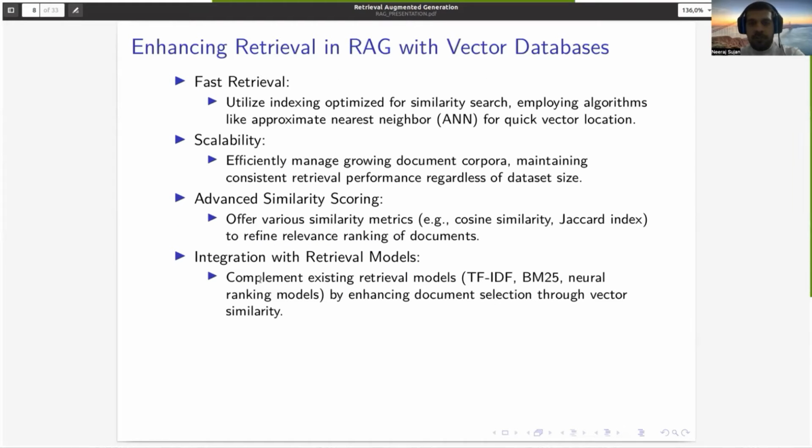So how do we enhance the retrieval with vector databases? We use nearest neighbor algorithms, and usually if you choose a vendor, it comes inbuilt with that database. If you have a growing document corpora, maintaining consistent retrieval performance regardless of data set size is important. It should also support different similarity metrics, for example, cosine, Jaccard, etc. Of course, as product managers, you don't need to know the technicalities of these algorithms so much, but having a big picture view is important. Like I said, there is the retriever part and the generator part, and the retriever has a different algorithm and the generator has a different algorithm, and we have to ensure that both can be integrated together.